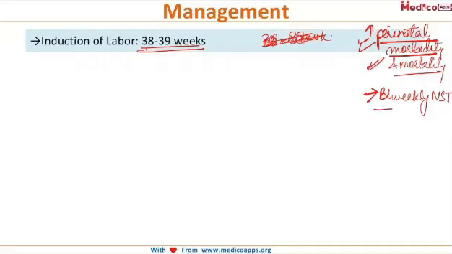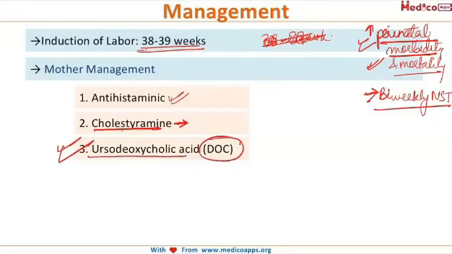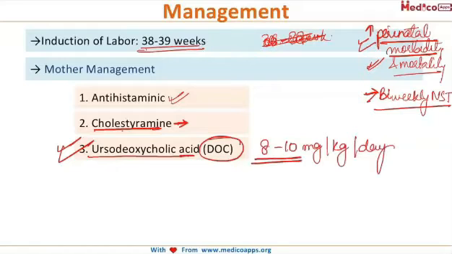The bi-weekly NSTs should be done, and as far as the mother is concerned, we give her antihistaminics to relieve her of pruritus. Emollients like lactocalamine can be given to apply over the skin. Cholestyramine can be given, but usually it is not used these days because it causes further decrease in the absorption of the fat soluble vitamins like vitamin K, which can again result in fetal coagulopathy and intracranial hemorrhages. The next very important drug is ursodeoxycholic acid, and this is the drug of choice given in cholestasis of pregnancy, given in the dose of 8 to 10 mg per kg per day.